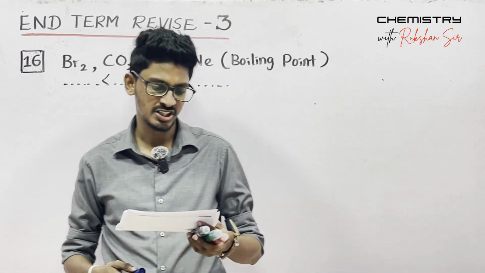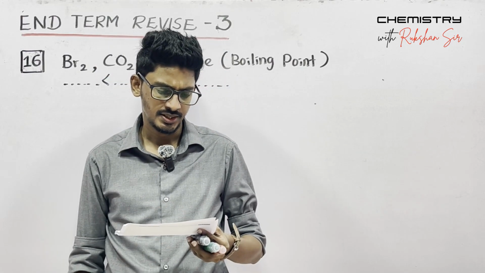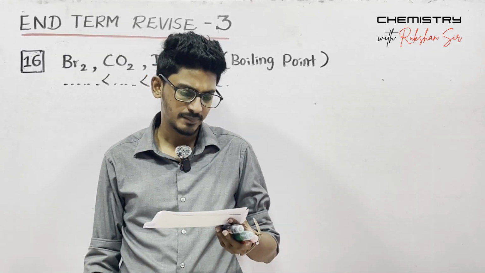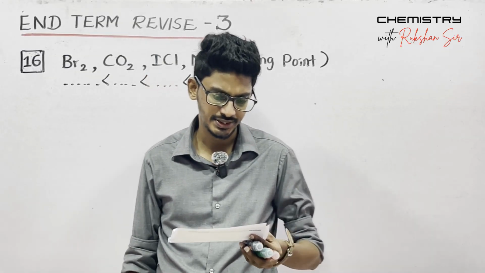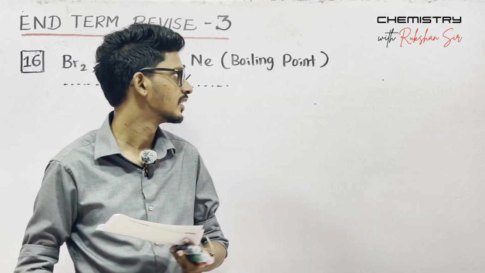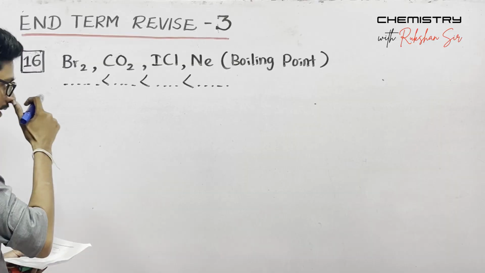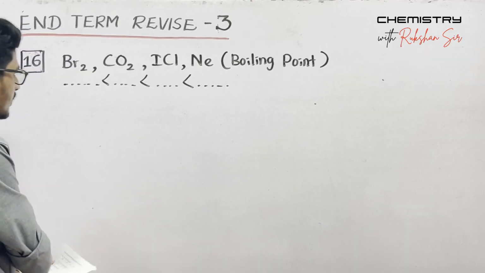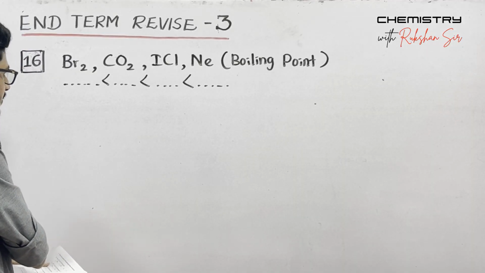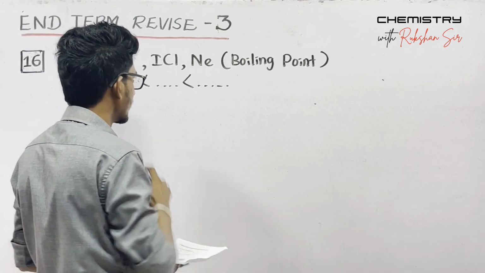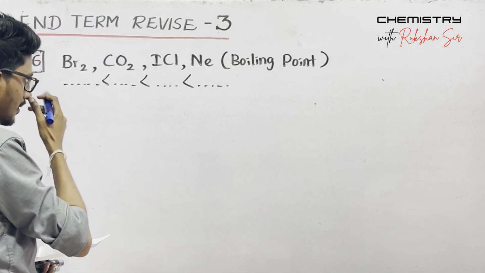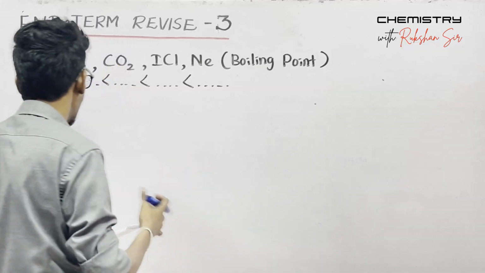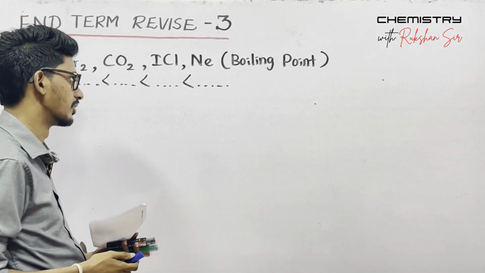Let's discuss question number 16. They have provided you the boiling points of Br2, CO2, ICl and Ne. Again, we have to discuss species with secondary interactions. These are not metallic, and these are not ionic. So we have to discuss the boiling points of covalent stuff, the particles connected via secondary bonds, right?